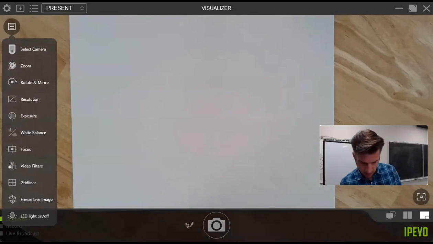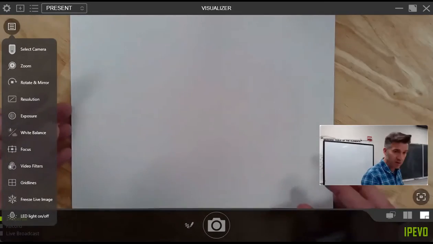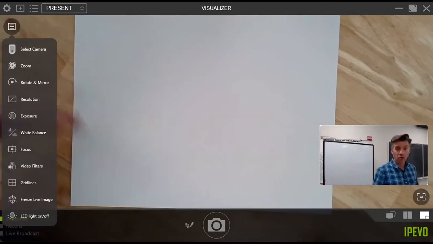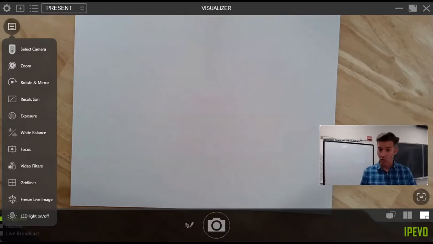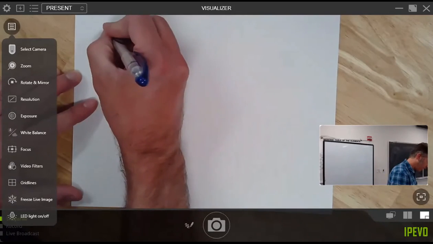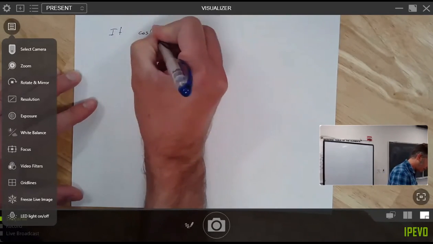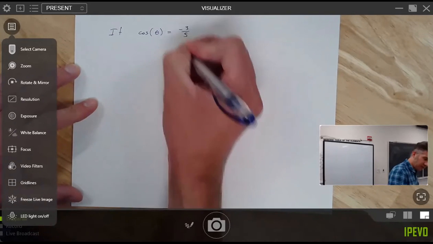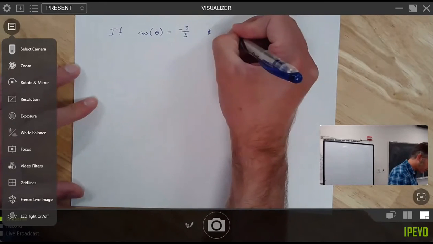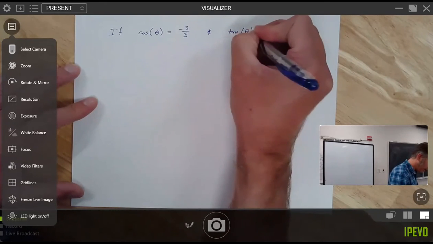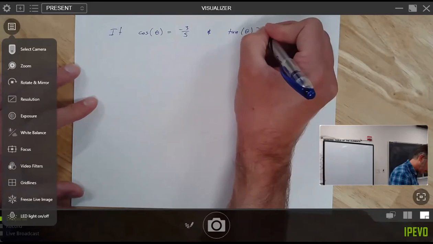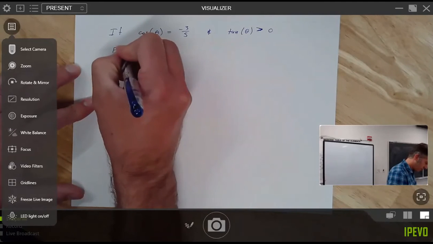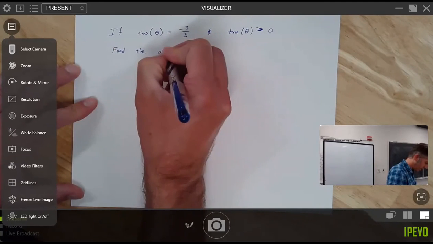So let's look at this last bit here. There is one other thing we like to do with this information. So let's say we knew some stuff about an angle. We actually didn't know what the angle was. Let's say we know that cosine of some unknown angle is equal to negative 3/5. And we also know the tangent of that angle is positive. Find the other trig functions of this angle.